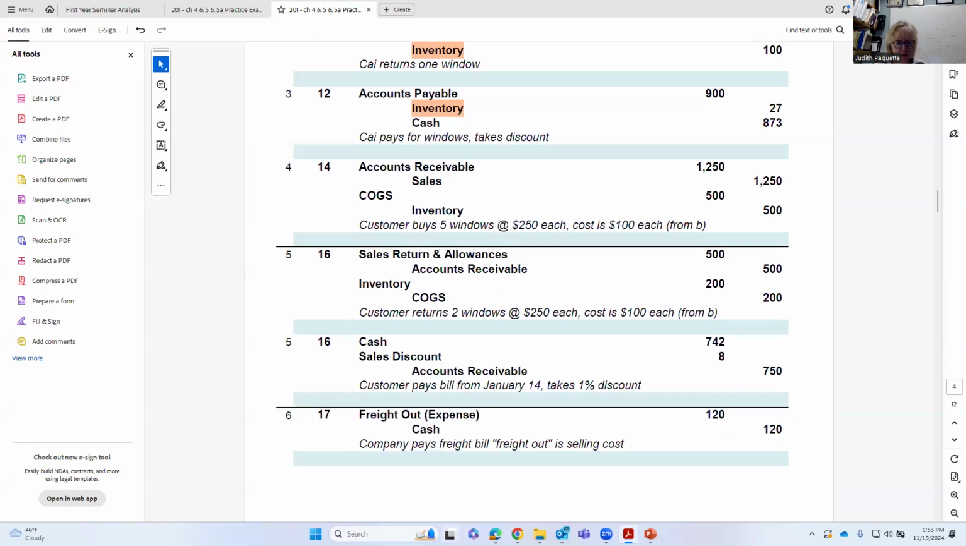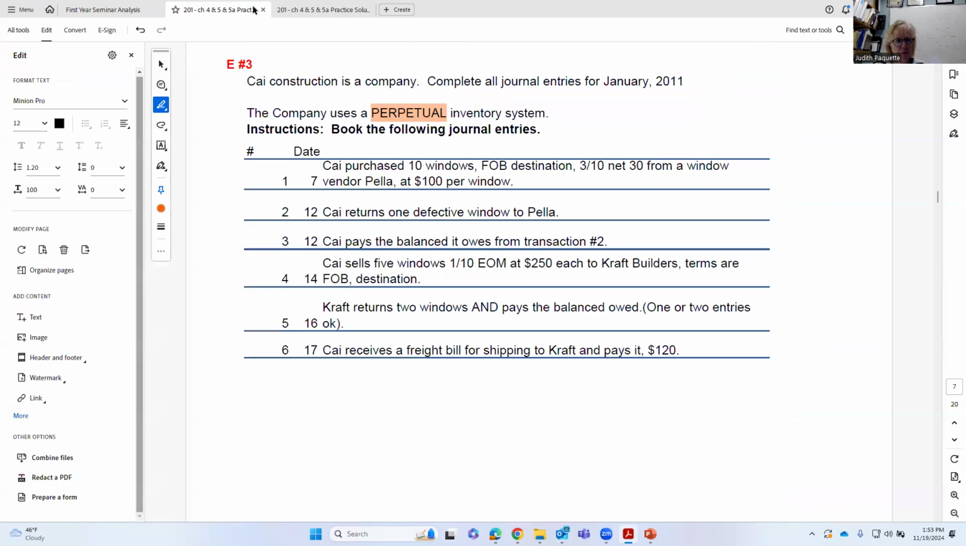Okay. So let's go back and look at the prompt there. Are you guys able to see my practice exam? Yeah. Okay. Just making sure. Okay. So Kai sells the 5 windows. The customer returns 2 windows and pays. Okay. All right. So Kai sells 5 windows, $250 each.